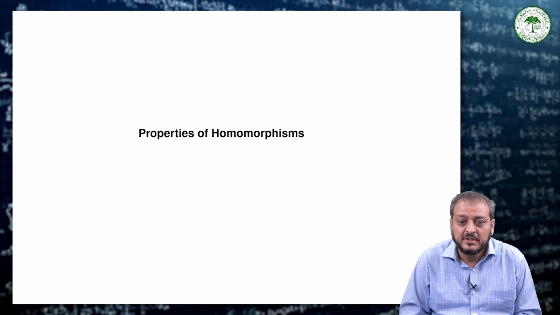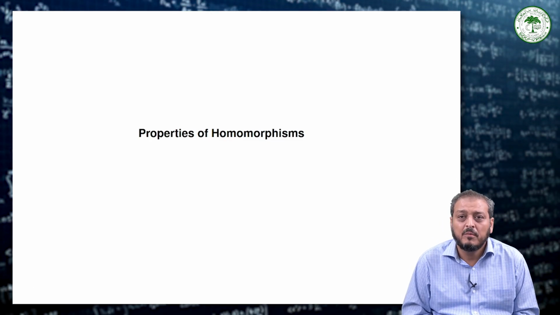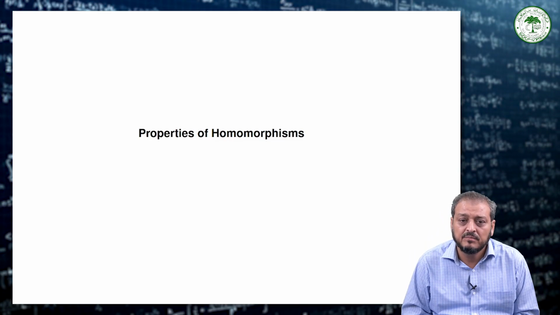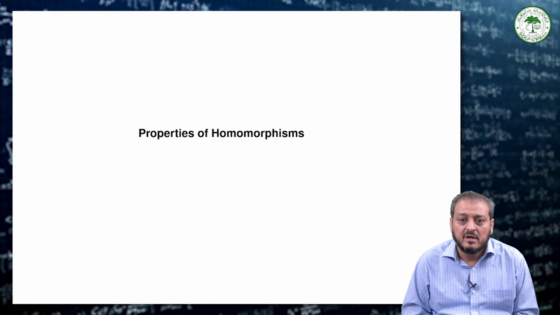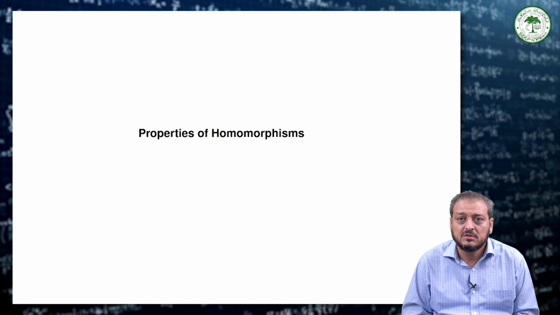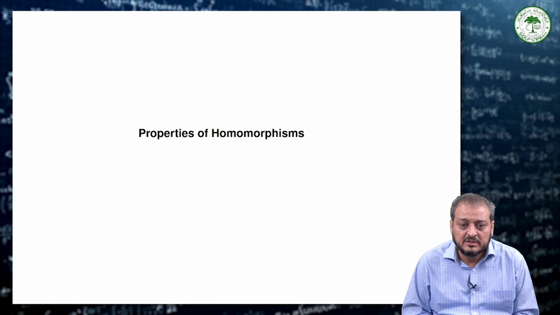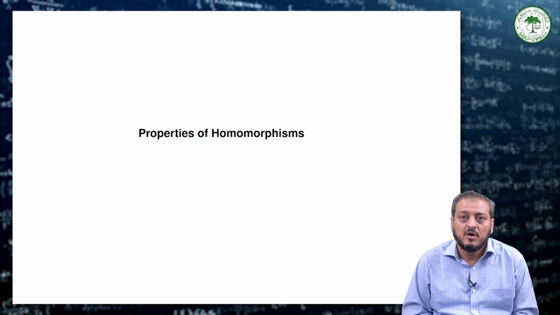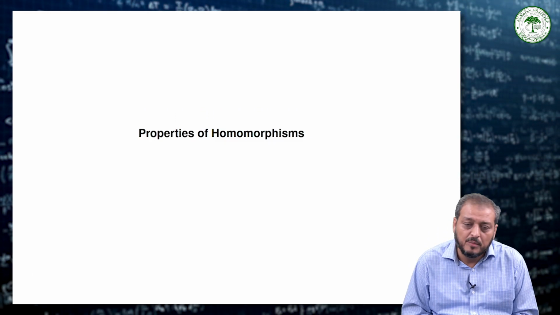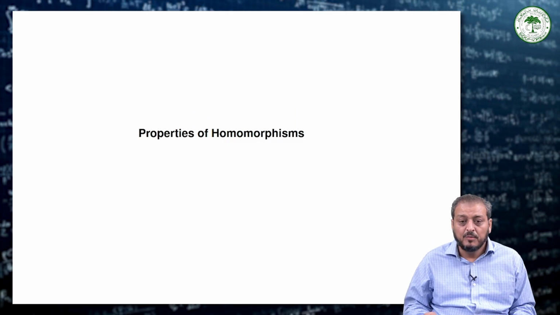Welcome again, dear students. Last class we discussed the kernel of homomorphisms and provided some examples. Also we discussed when a homomorphism is a monomorphism and an epimorphism. In this class we discuss some properties of homomorphisms. Let's begin with the properties of a homomorphism.